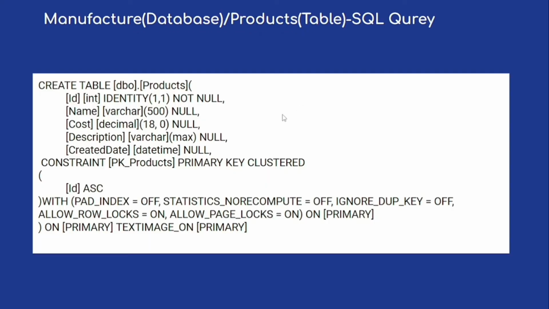So this is the script for the manufacturer database. I want to create the products table. This is the products table. It will have columns like ID, which is a primary key, name, cost, description, and created date. So this is the script for my product table.